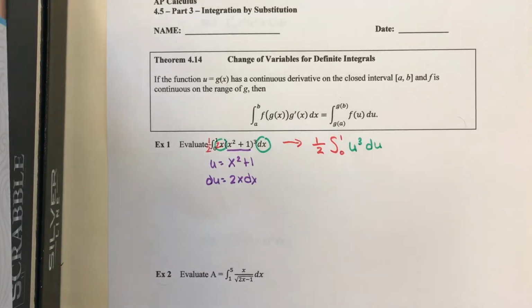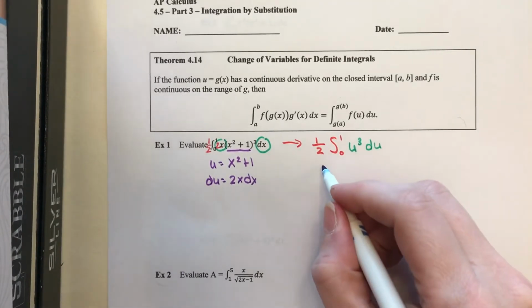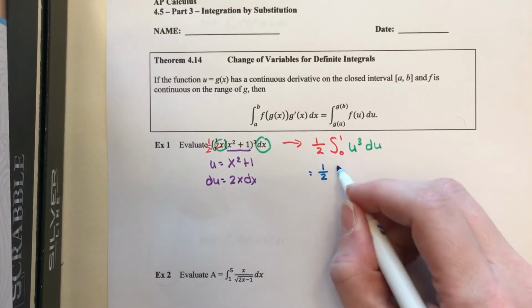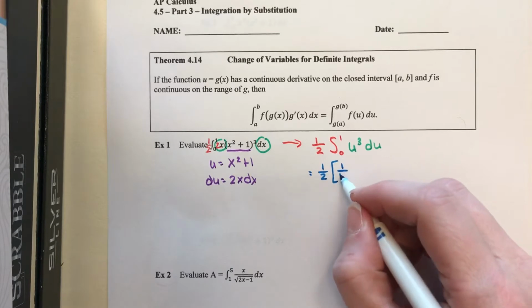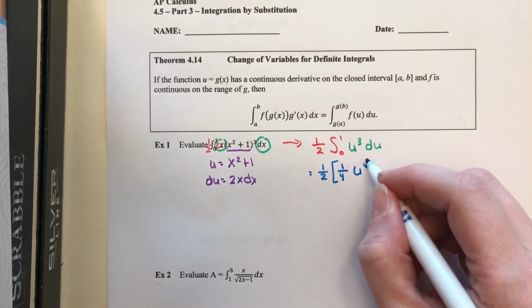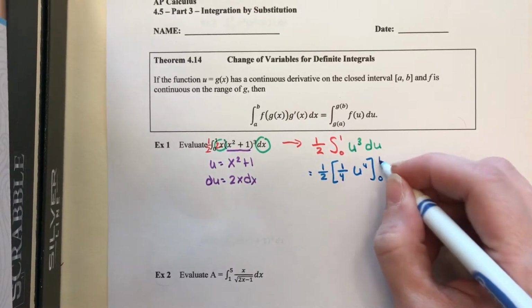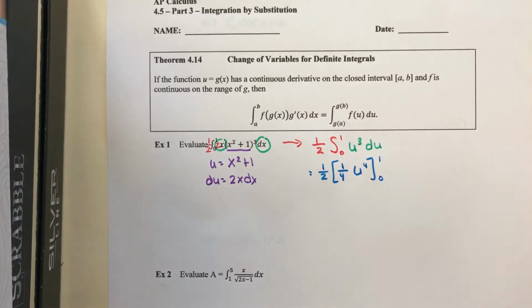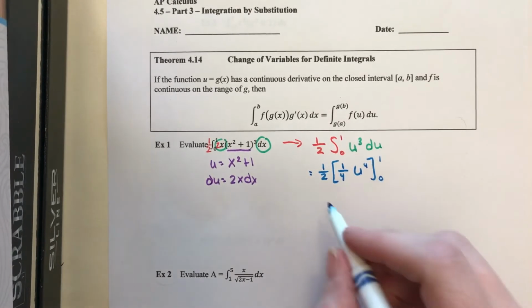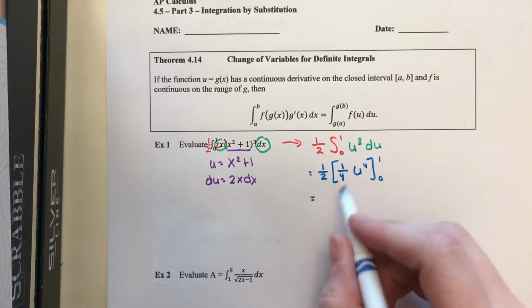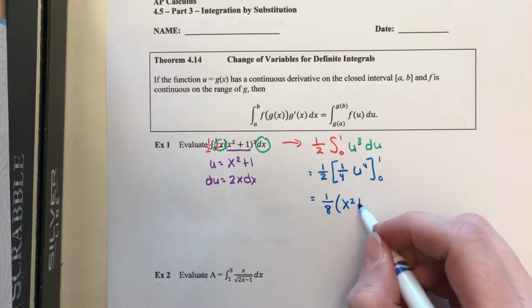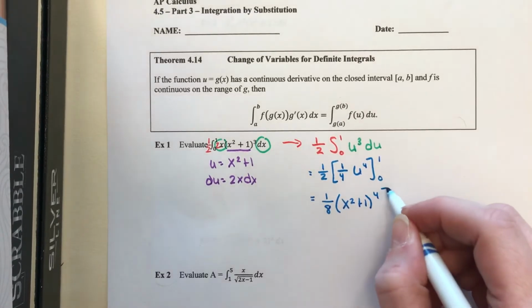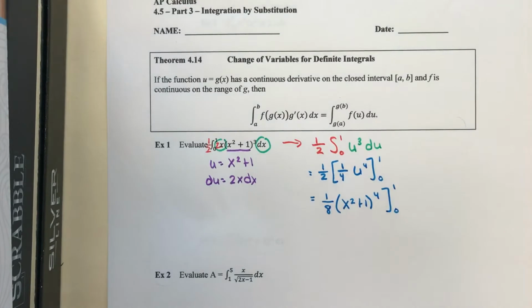Okay, so next step, I'm going to take the integral. So I'm going to bring down this 1/2, and I'm going to take the integral, so I'm going to add 1 and divide. That's 1/4 u to the 4th. Now I don't need a plus c because we're going to be evaluating when we're done. Okay, I'm going to distribute this 1/2, so that's 1/8, and I'm going to plug back in for u, so x squared plus 1 to the 4th power. And again, we're evaluating from 0 to 1.